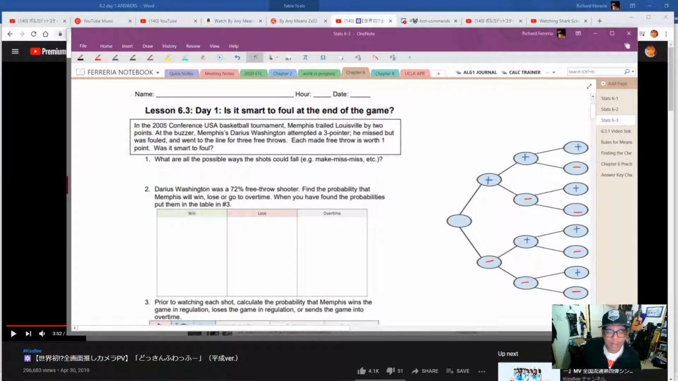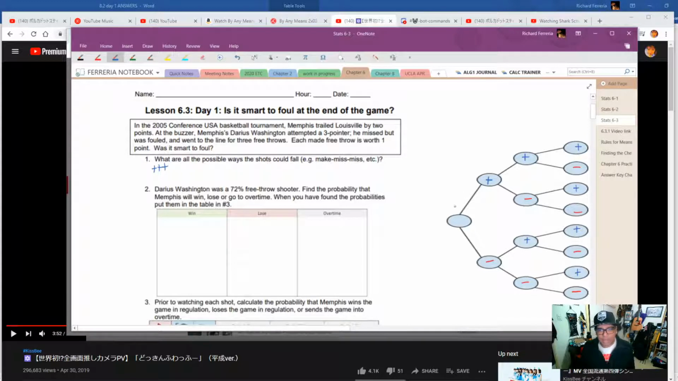Of course, this kind of presumes that you have some idea about basketball. But what are all the different ways that this could have happened? Well, the first one would have been 3 made free throws. And I've done a tree diagram here so we can see it. So the first one he makes, the second one he makes, the third one he makes. Okay, that's one thing that could have happened.